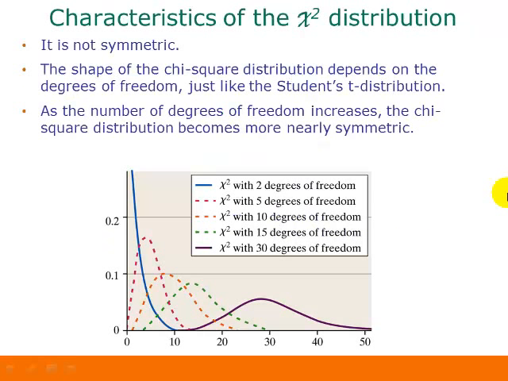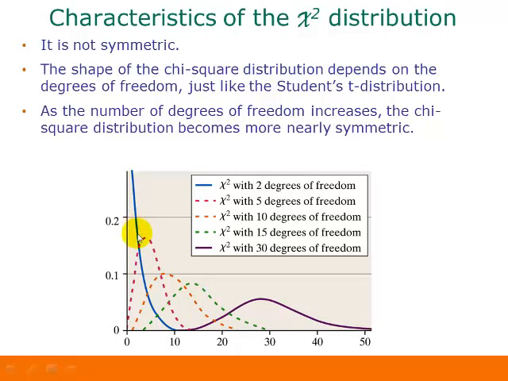Now the chi-square distribution looks different than the other distributions we've dealt with. For one thing, it's not symmetric. The normal distribution and the t-distribution both were symmetric on either side of the mean, but the chi-square distribution is not. In fact, it's skewed to the right. Now the shape of the distribution depends on the number of degrees of freedom, just like the t-distribution did.